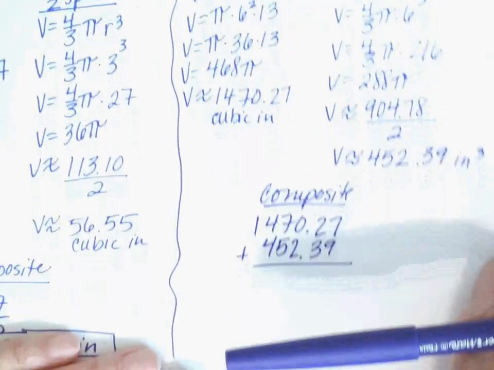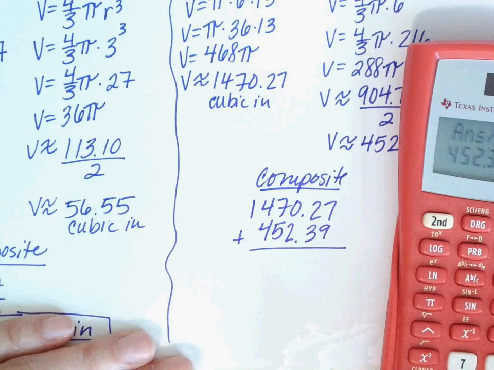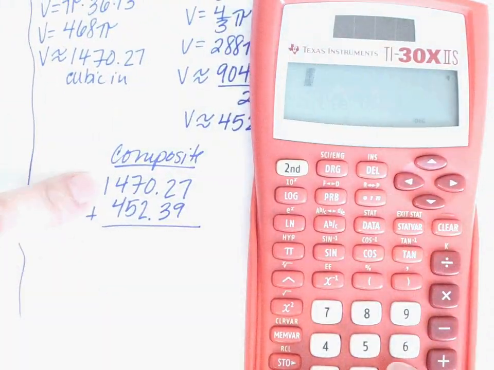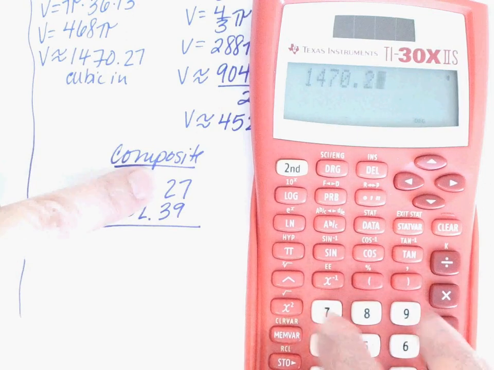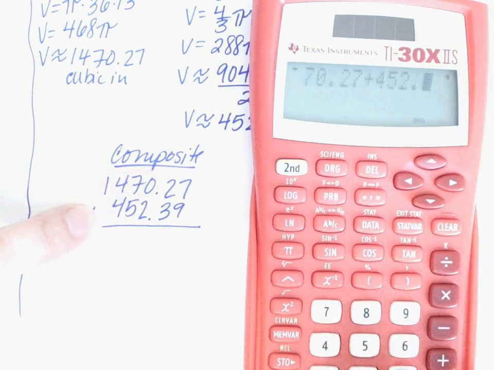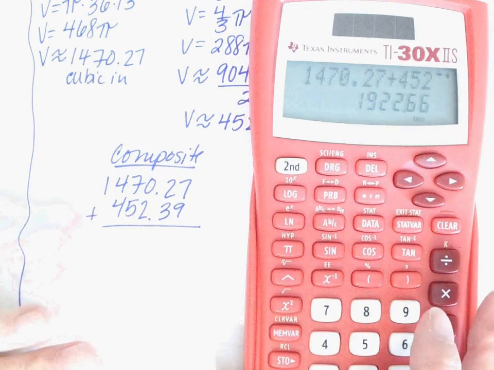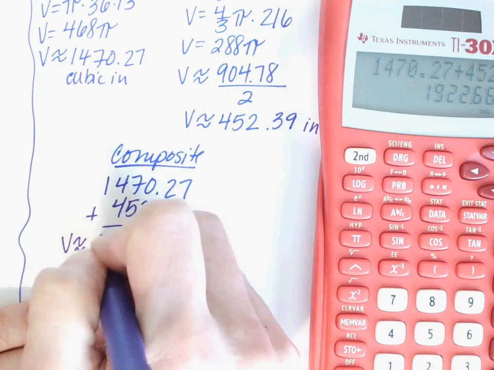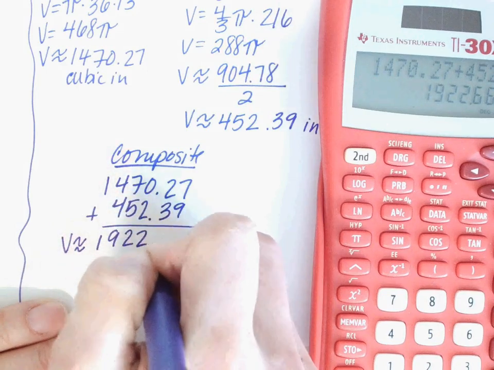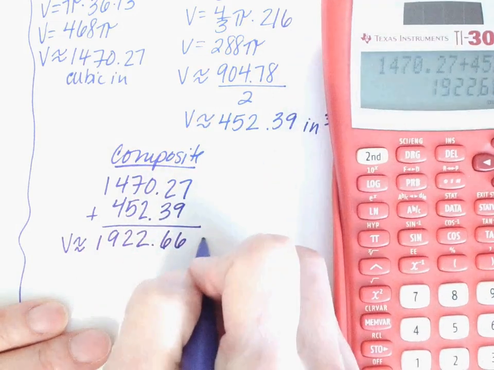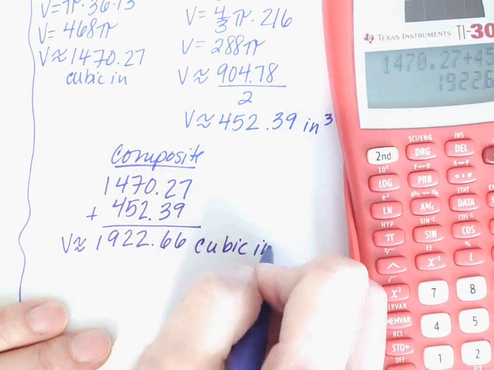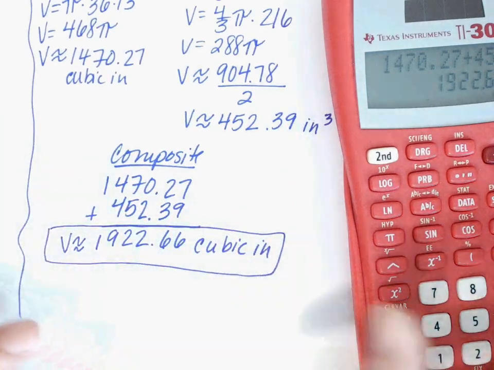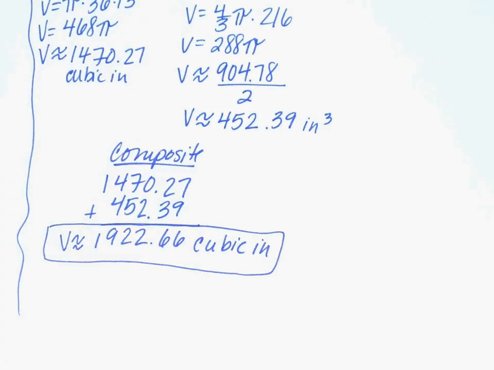That's my plan. So when I add this one up, what I have in my calculator, I'm going to go ahead and clear out and then type in exactly what I see on my notes. And when I get that, my final answer, my volume is approximately 1,922 and 66 cubic inches. Okay, that's it for these notes.